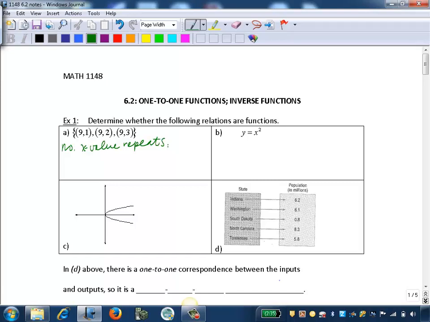Another way of saying that is, for a given x value, there's more than one y value. So for a given x, we have more than one y.